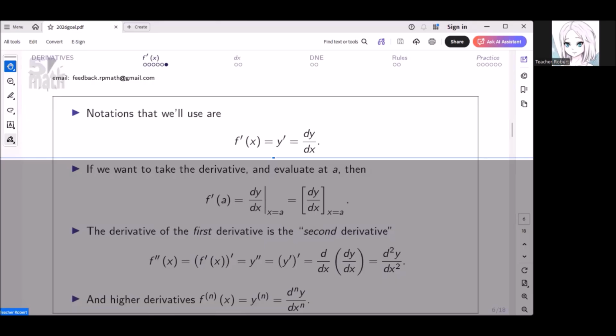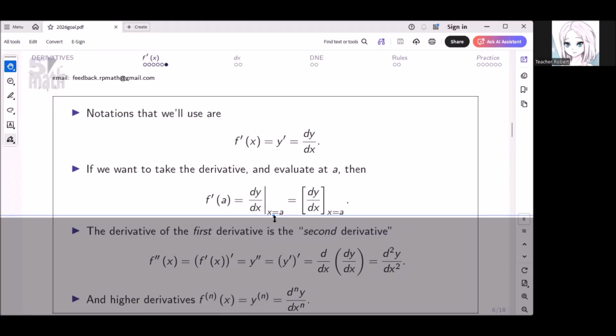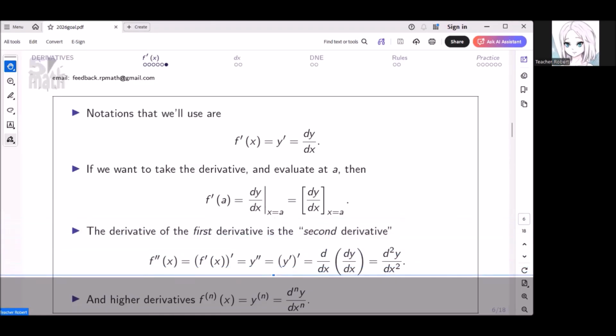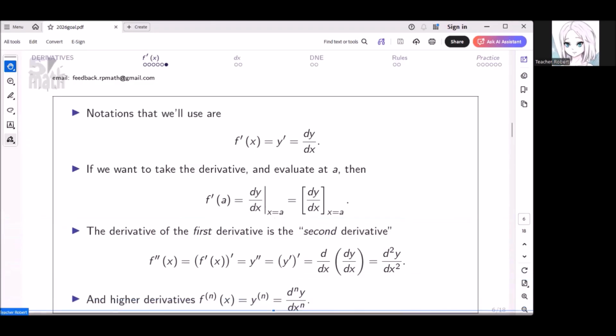Notations that we'll use are f prime of x equals y prime equals dy/dx. If we want to take the derivative and evaluate at a, then f prime of a, dy/dx at x equals a. The derivative of the first derivative is the second derivative, f double prime of x, and higher derivatives, the nth derivative at x.